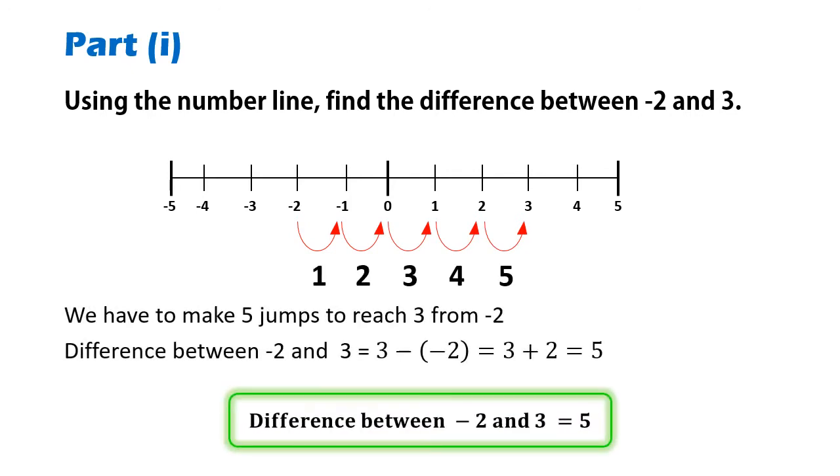Part 1, we have to make 5 jumps to reach 3 from -2. Difference between -2 and 3 equals 3 minus -2, that is equal to 5. Therefore, the difference between -2 and 3 is 5.